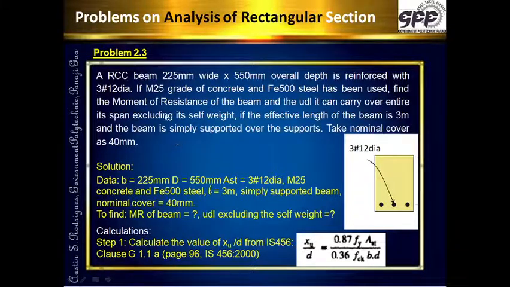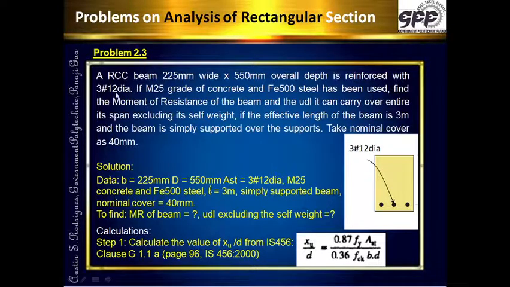A RCC beam has been given over here. The width is 225 mm. The overall depth has been given over here, 550 mm is the overall depth. Now if you look at the beam, overall depth is from the top to the bottom. Earlier we were given up to the center of the reinforcement. So in this case we have been given the width as 225 mm and the overall depth is 550 mm.